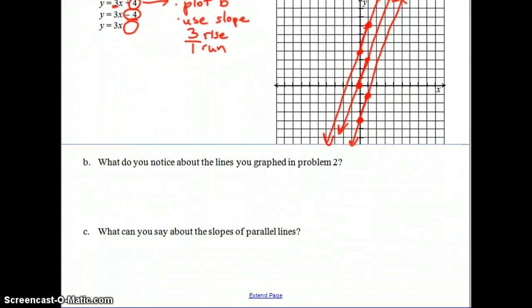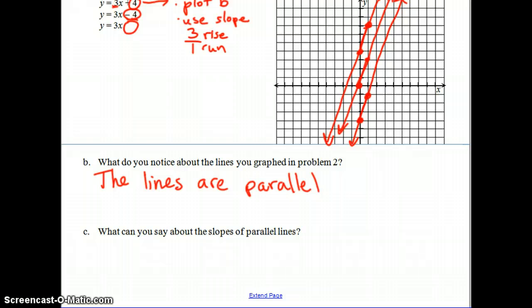What do you notice about what you graphed in problem 2? Well, you guys might have learned this, is that the lines are parallel. Okay, now you might see a symbol for parallel. Parallel is kind of like the two L's in the middle of the word parallel. That's a symbol, those two lines.